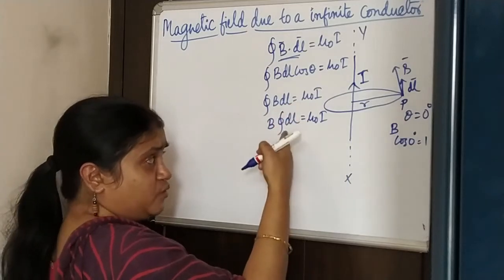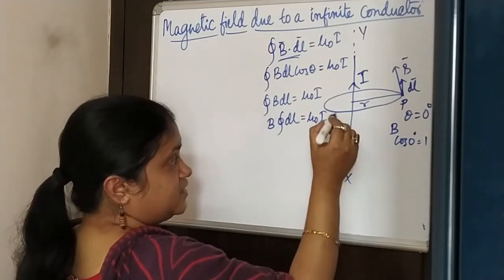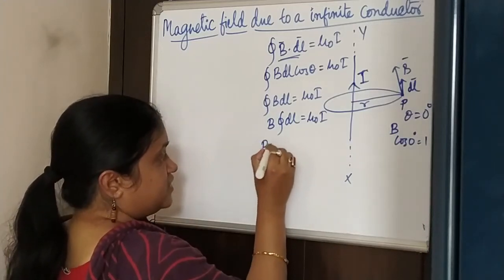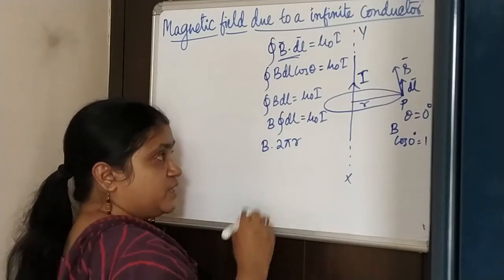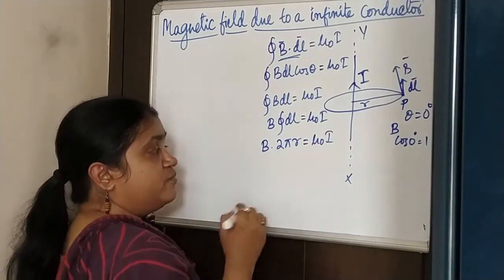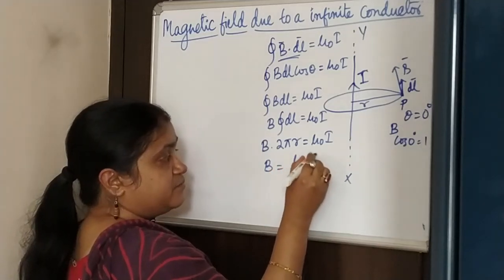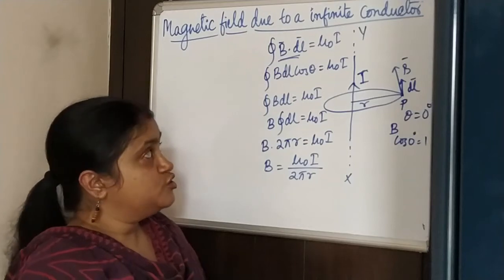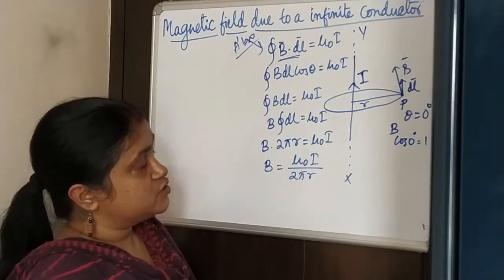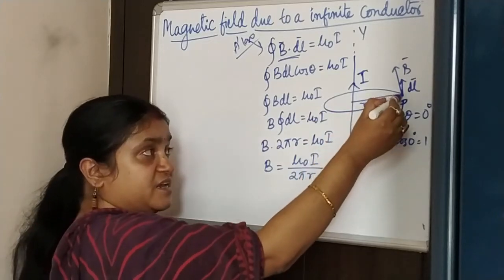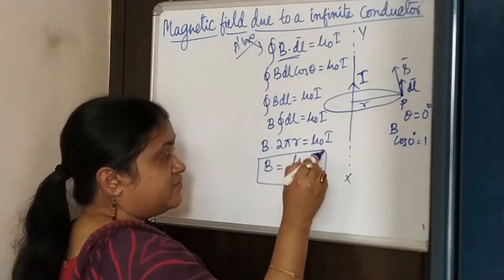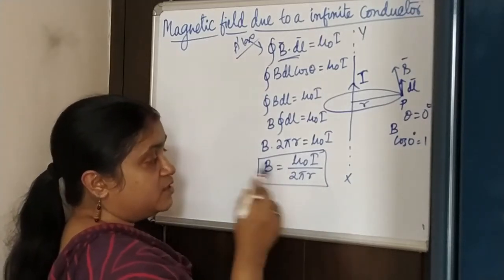Now this is not a vector, this is the length element, and the total length for the circular loop would be nothing but 2 pi r. So B into 2 pi r is mu naught I. From here we can easily calculate that B is mu naught I by 2 pi r. So using Ampere's law, applying it to this particular case at a point P and imagining an Amperian loop, we can find the magnetic field given by B equal to mu naught I by 2 pi r.